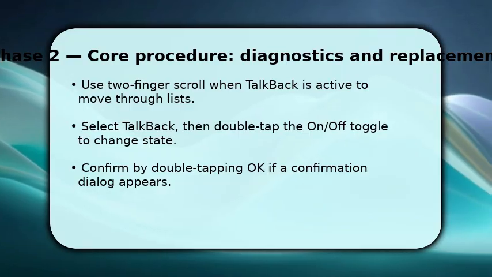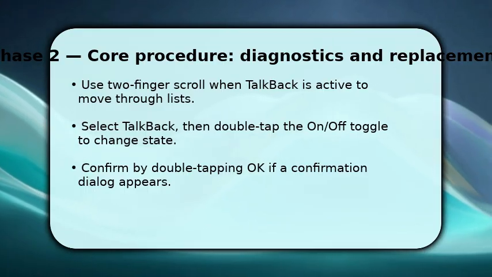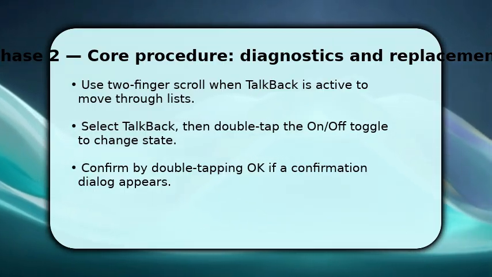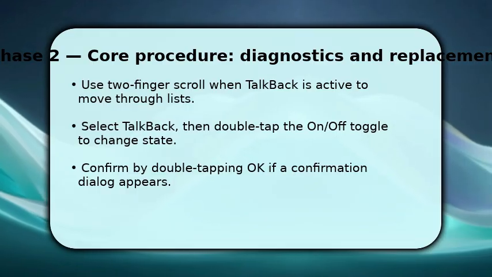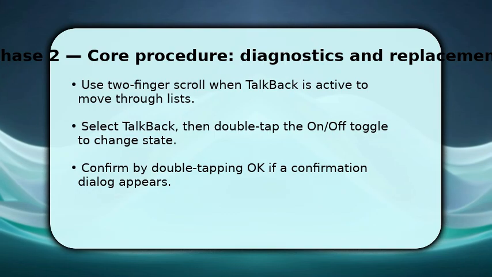If a confirmation dialog appears, single tap the confirmation and double tap to accept. Make sure to move deliberately. Talkback reads selections aloud, so listen for the Talkback label to confirm you've focused the correct toggle.